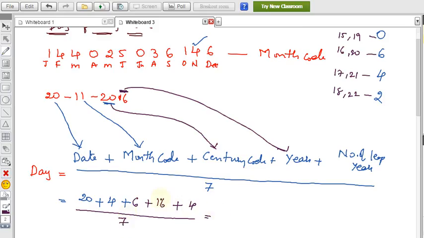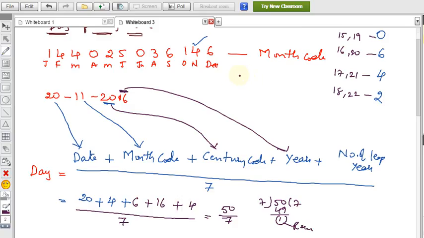Now if you calculate this, 20 plus 10, 30, 40, 50. So 50 divided by 7. Just do the division, 7 sevens are 49, remainder is 1. Now based on this remainder, we'll get the day. So I'll write this code.